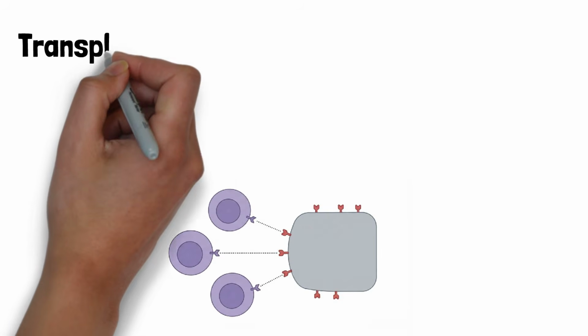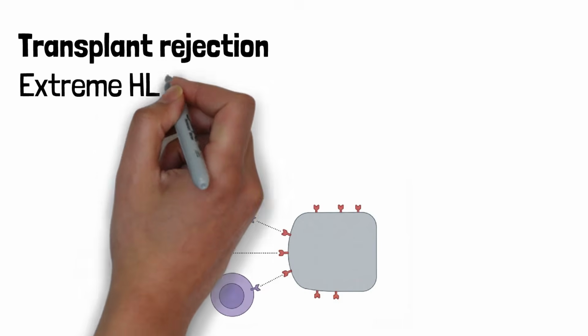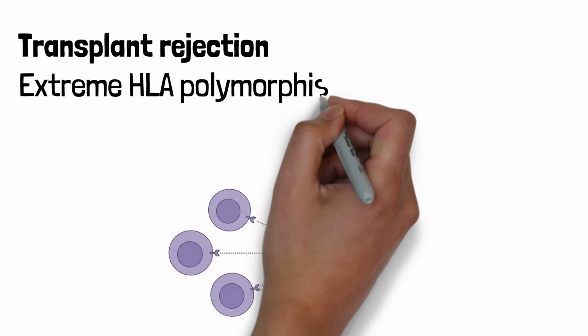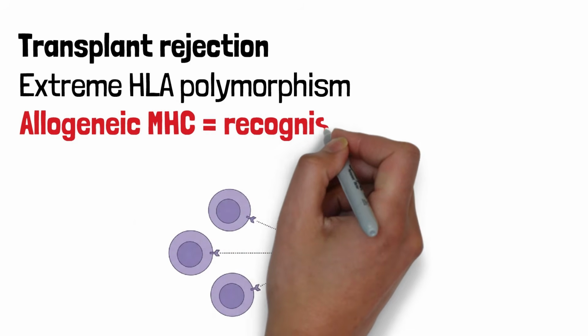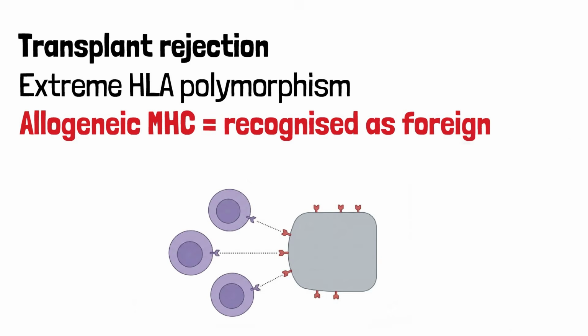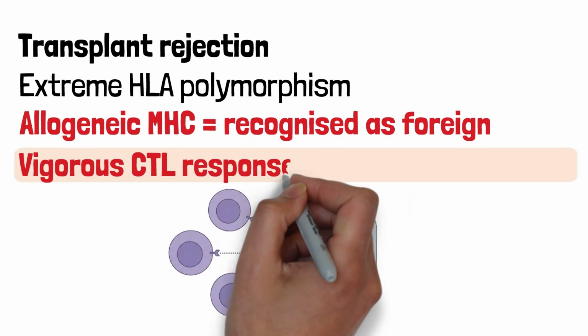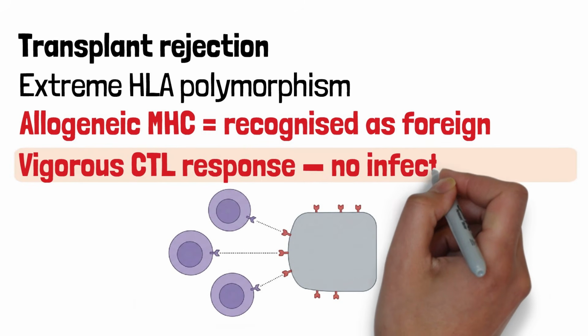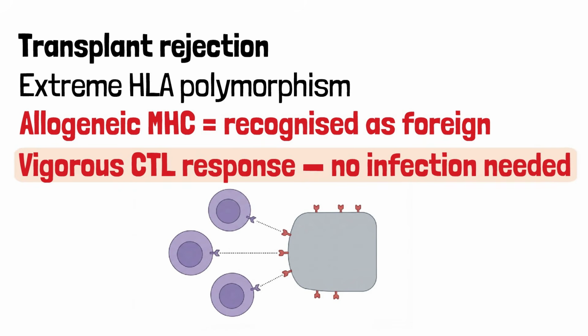Because of that rule, transplant rejection follows directly. HLA is extremely polymorphic between individuals. So a donor's allogeneic MHC molecules simply look foreign to the recipient's CTLs. Which is why you can get a vigorous CTL response against a transplanted organ, even though there's no infection anywhere in the picture. The mismatched MHC alone is enough to trigger it.